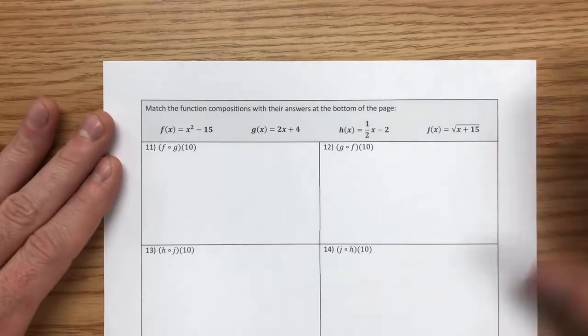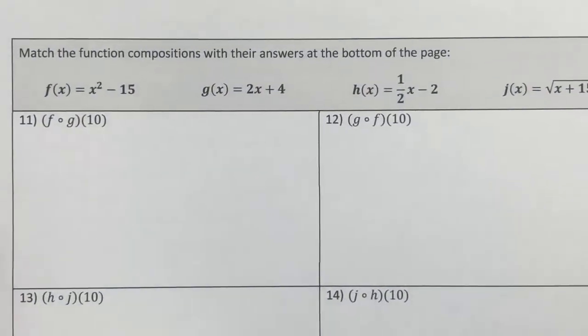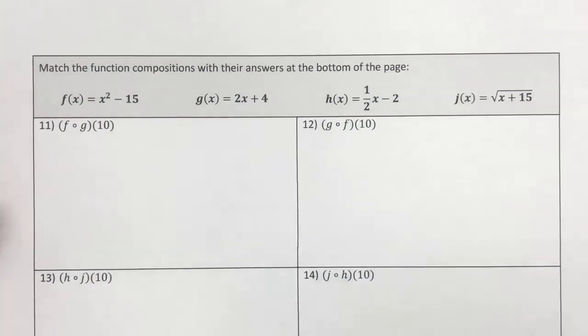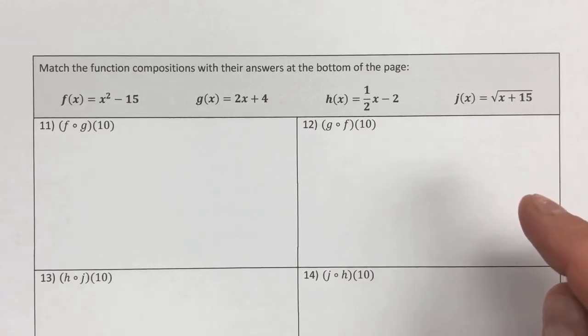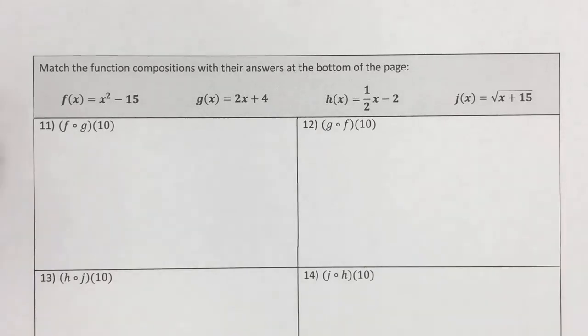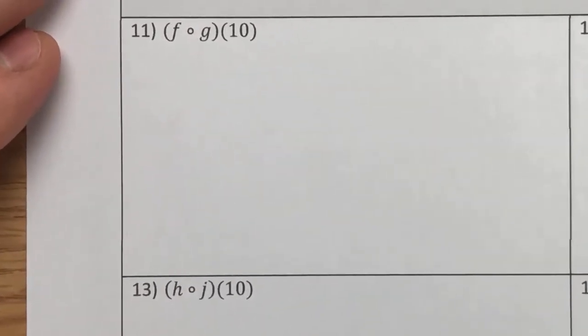So what's going on? Let's go ahead and take a peek at some of these. So previously, before we get started, f of x is x squared minus 15, g of x is 2x plus 4, h of x is 1/2 of x minus 2, and j of x is going to be the square root of x plus 15. Okay, let's go ahead and get started in number 11.